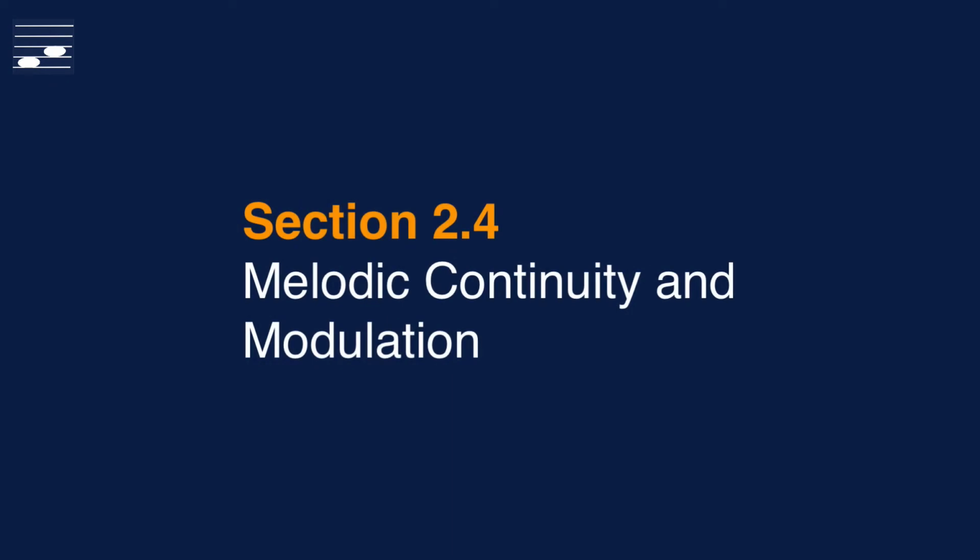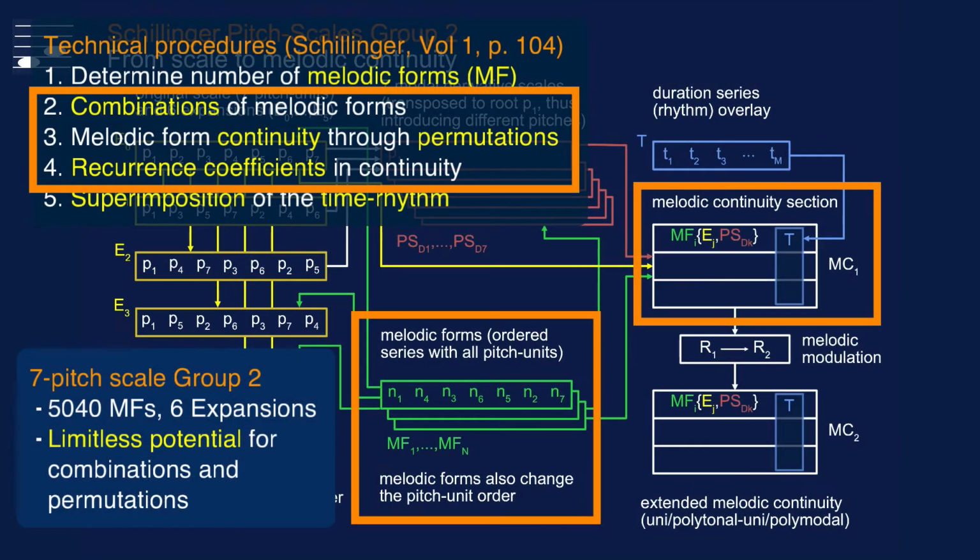We continue the procedure for creating a melodic continuity, and the next step involves combination of melodic forms that may undergo permutation and may be used multiple times through recurrence coefficients. Remember that the 7-unit group 2 scale has 6 expansions and more than 5,000 melodic forms, so we already have near limitless potential for combinations and permutation. So let's have a look at an example.